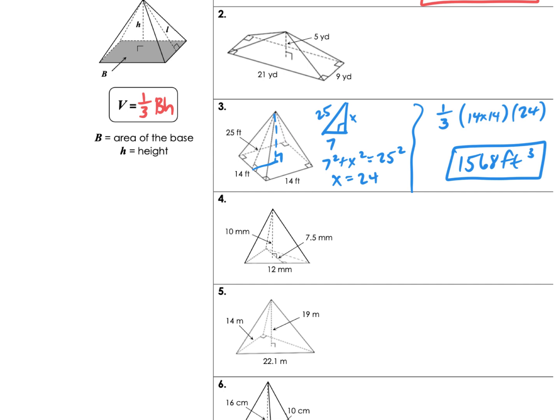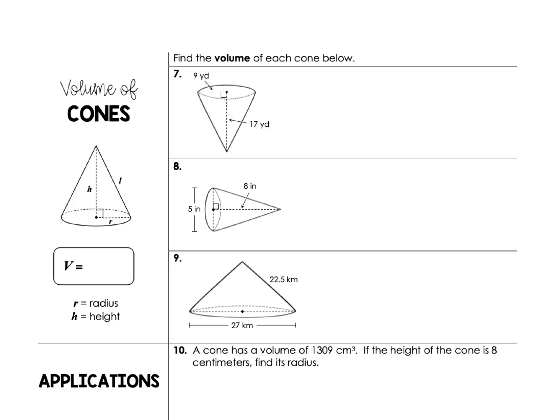Okay? The difference in 4 through 6 is that they're triangles as their bases. So you just use a different formula for area. But other than that, same thing. Okay, similar to a pyramid, a cone is 1/3 of the volume of a cylinder. So this is 1/3 pi r squared times h.